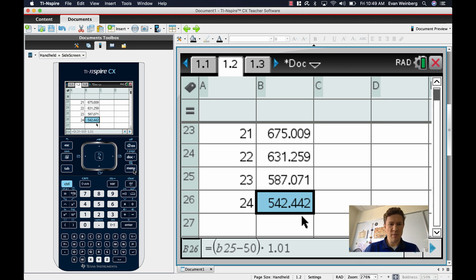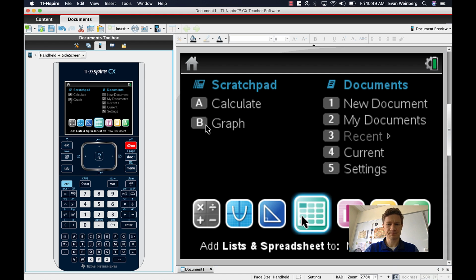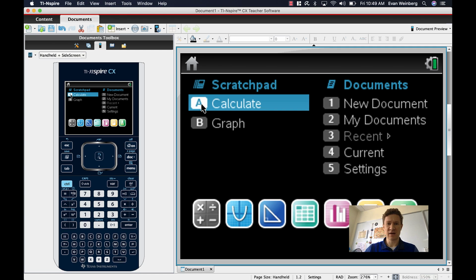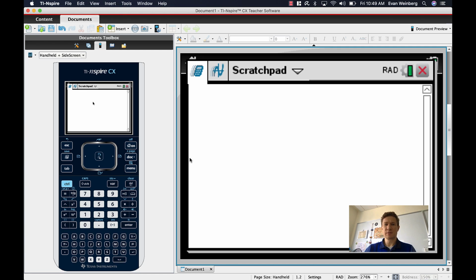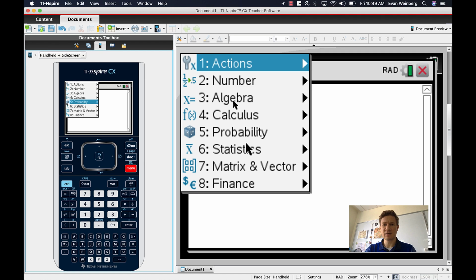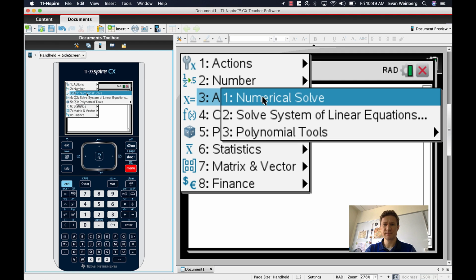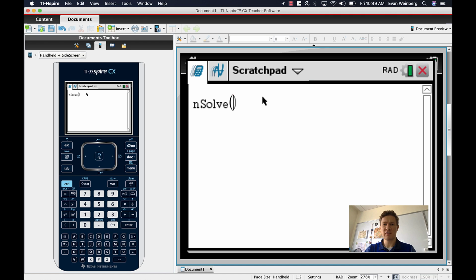All right, so we're back here on the TI-Nspire. Let's go back to the home screen, and let's go to our calculate. We have some great capabilities of solving equations. And so we're going to go to algebra. We're going to go to numerical solve. And we're going to type in our equation now, the one that we just wrote down.